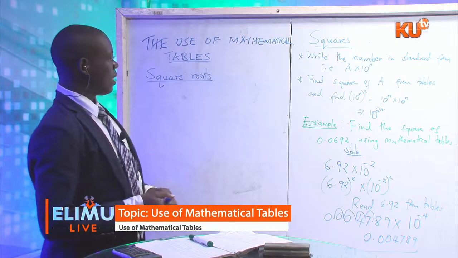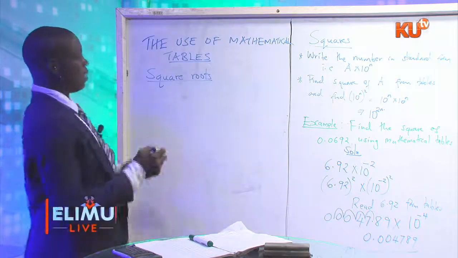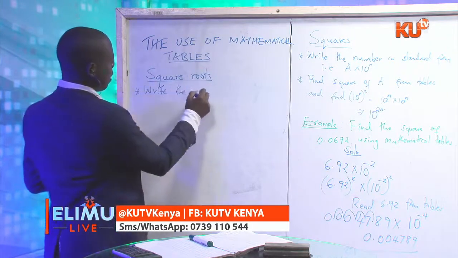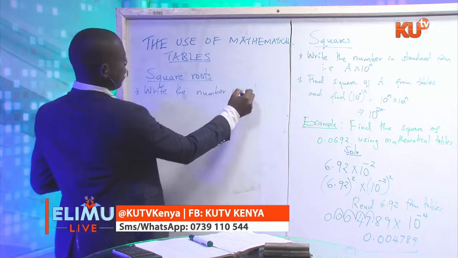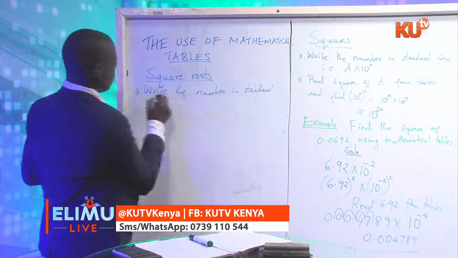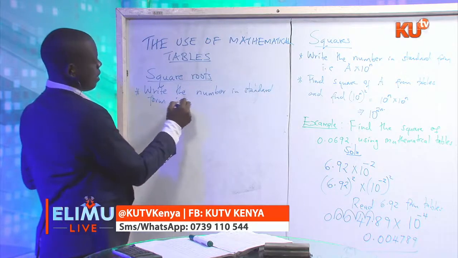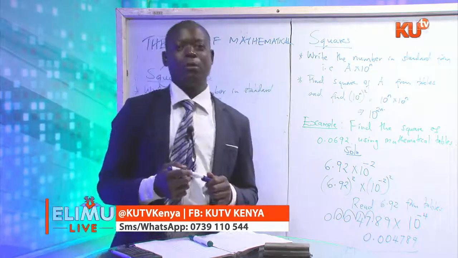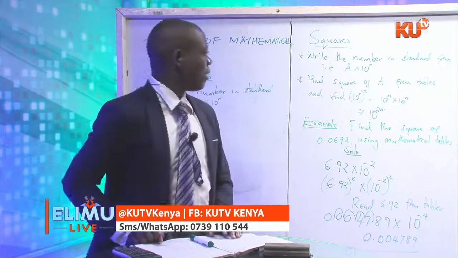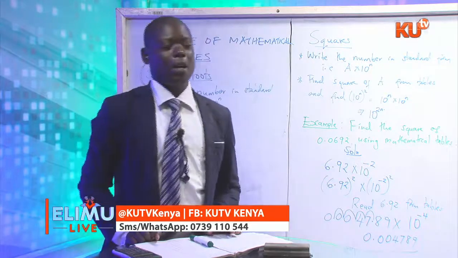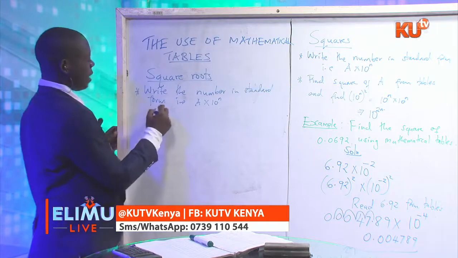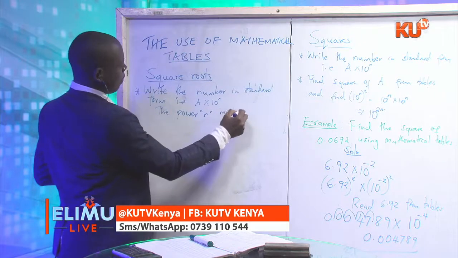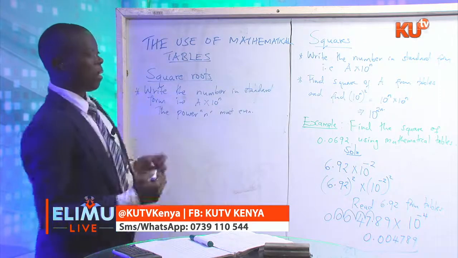And what you do when you're reading the tables of square roots is, 1, write the number in standard form, i.e. a times 10 power n. But we shall do some difference in terms of the power. We have to ensure the power n must be even. It must be an even power.